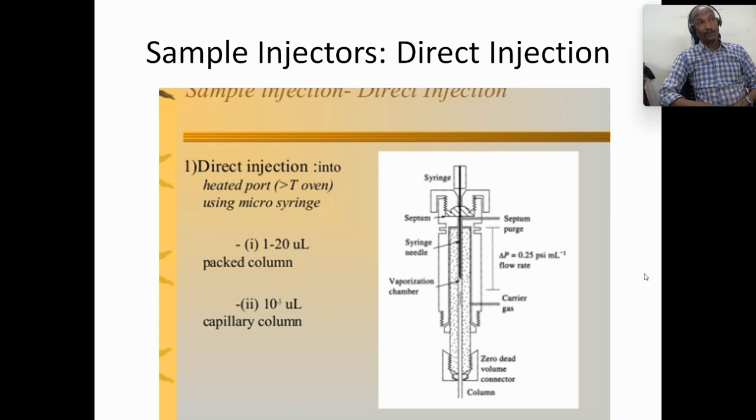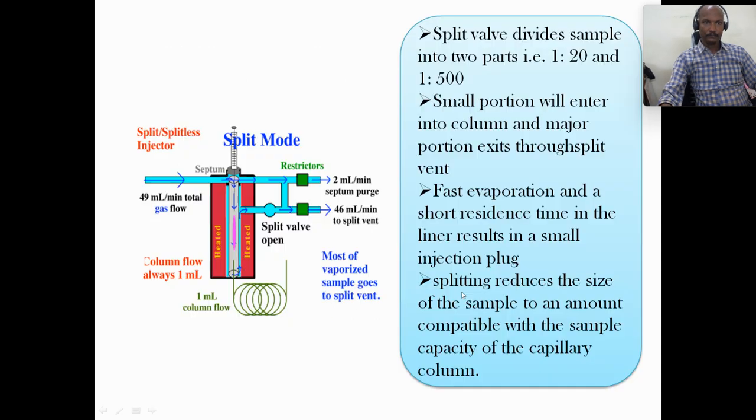Here also the sample volume varies depending upon the type. We have already said there are two types of columns: one is the packed column, the second is the capillary column. If it is a packed column, the volume is 1 to 20 microliters. If it is a capillary column, the volume is 10 to the minus 3 microliters. This diagram indicates how the sample can be injected.